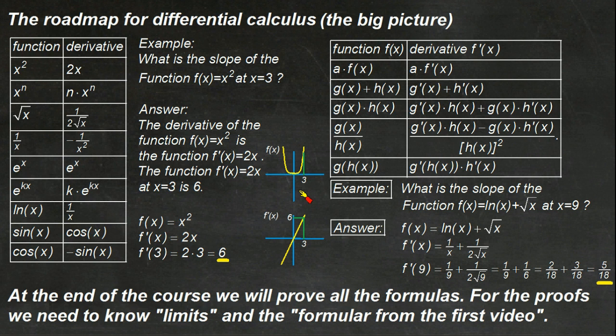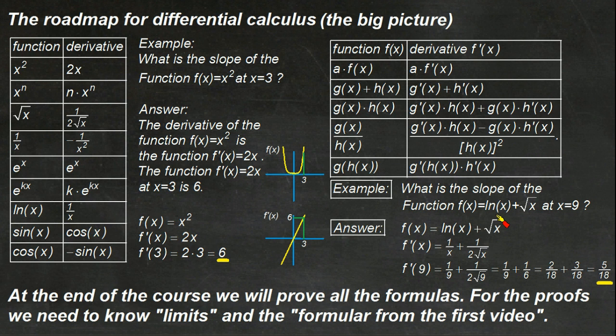In the second part of the course, I will show you how you find the slope of a more complicated function, a function which consists of 2 or more other functions. Our example is the function f of x equals logarithm of x plus the square root of x, and we are looking for the slope at x equals 9. The first step is the same as in the previous example.